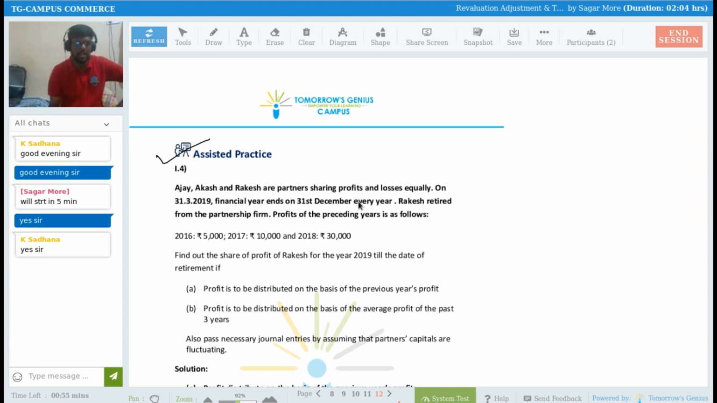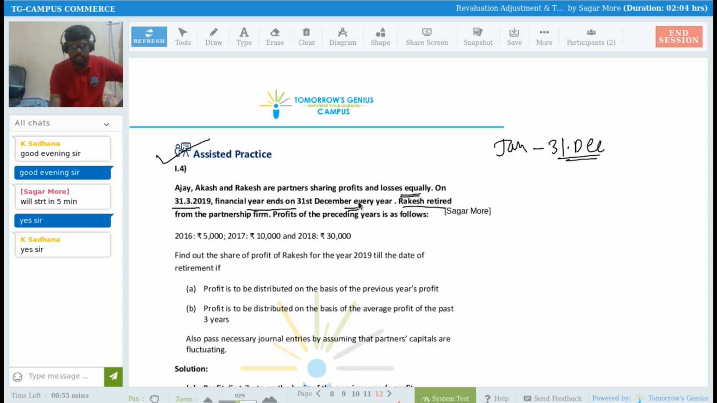Ajay, Akash and Rakesh are partners sharing the profits and losses equally. On 31st of March 2029, financial year ends on 31st of December every year. There's a small mistake in writing this question. Their financial year ends on 31st of December every year, that is correct. So their year starts in January and it will end on 31st of December every year.